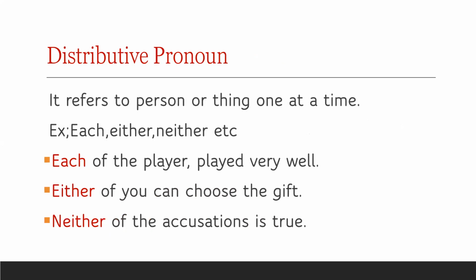Next, distributive pronoun. It refers to the person or thing one at a time. For example, each, either, or neither, etc. Each of the players played very well. Either of you can choose the gift. Neither of the accusations is true. Now here each, either, and neither are distributive pronouns.